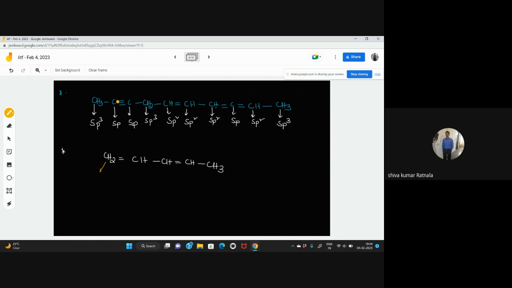See, this has two double bonds, no? So it is sp2. This is, and this is sp2. This is sp2. This is sp3. Okay. This is what we can say about the hybridization of atoms.